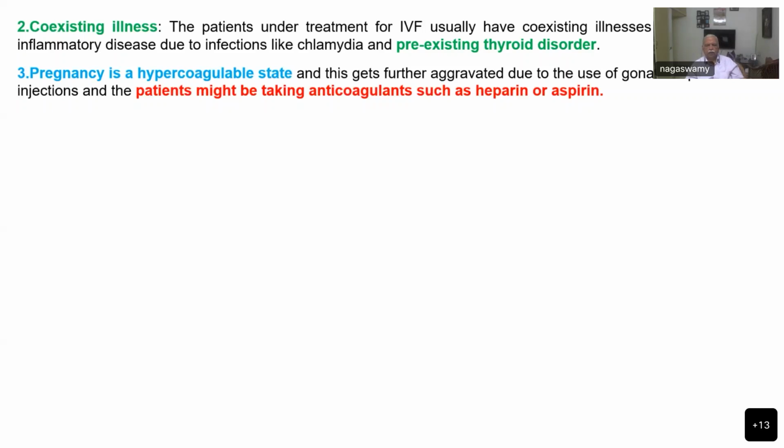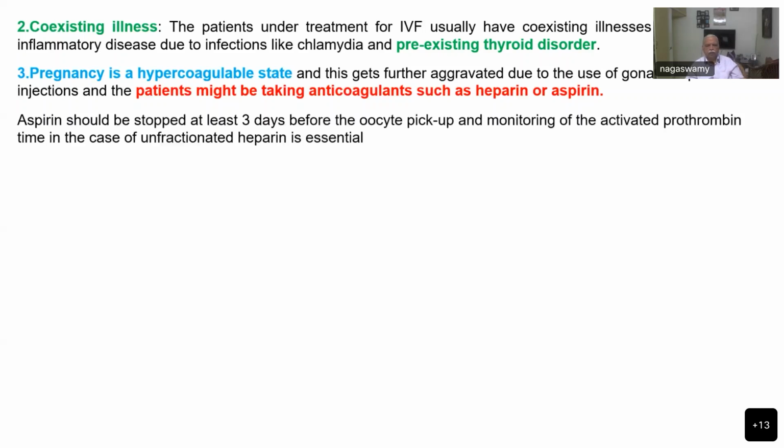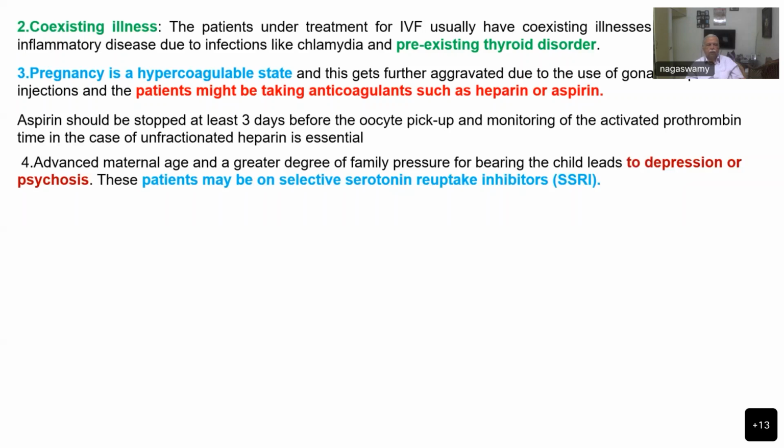So they may be on heparin or aspirin, and if they have been put on these things, you should ask the history whether they are taking any aspirin and stop them at least 3 days before the procedure that is being done. Fourth point is advanced maternal age. Many of them, when they come for infertility treatment, have got married, waited a sufficient number of years for natural pregnancy to occur, and then when it doesn't happen after 10 to 12 years of married life, only then they come. So the majority of the mothers are past 35.